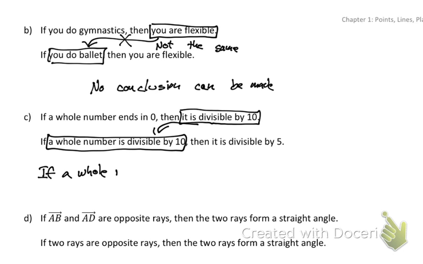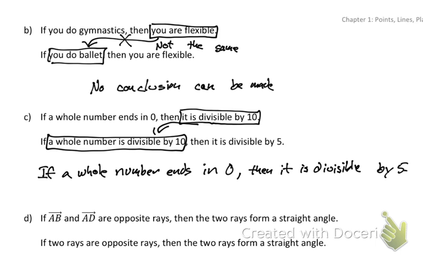If a whole number ends in 0, then it is divisible by 5. If a whole number ends in 0, then it's divisible by 5 by the law of syllogism.